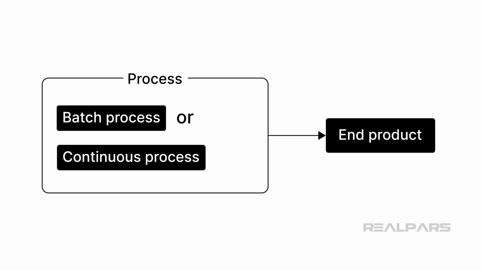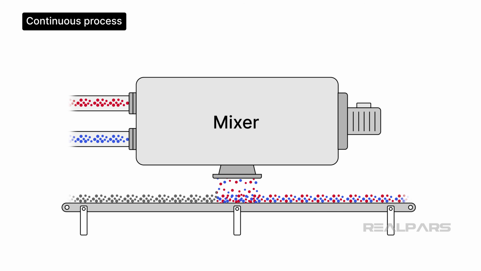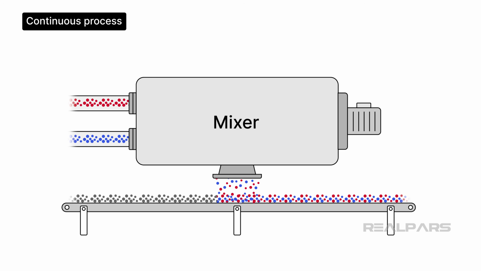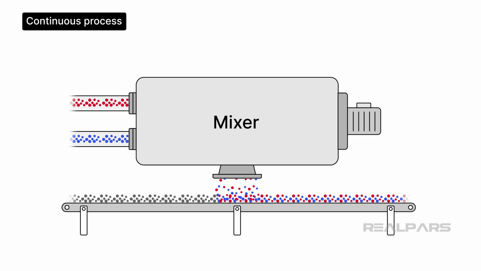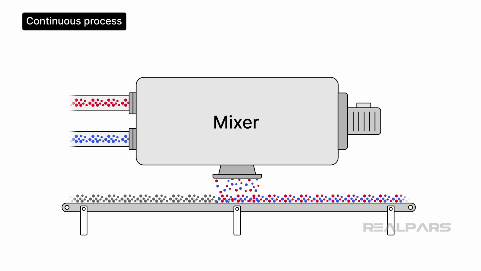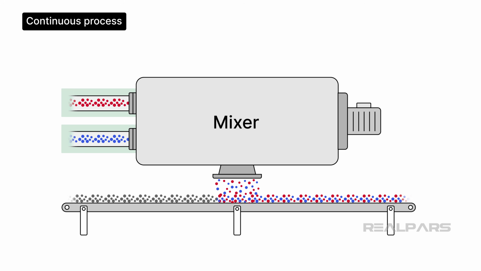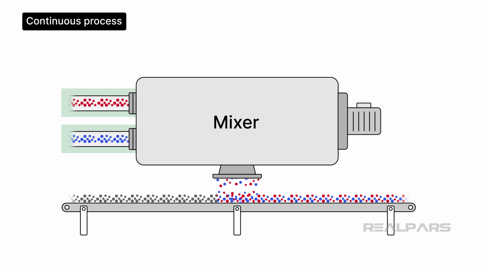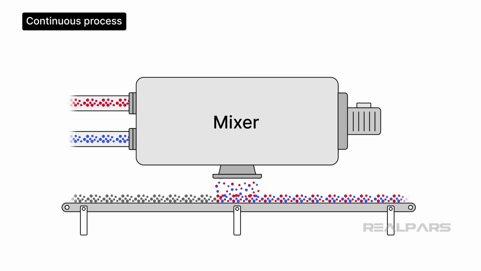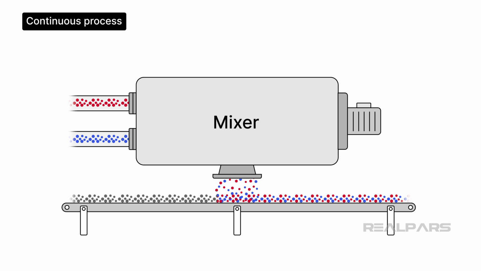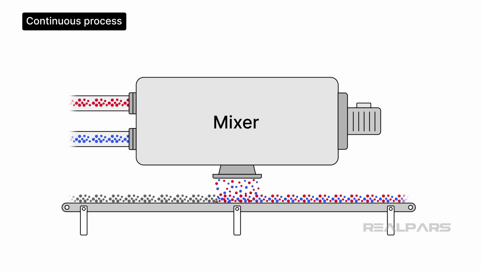Now that we understand batch processes, let's talk about continuous processes. In a continuous process, equipment operates at a constant, steady state, and materials continuously flow through the system without a defined start and end point. For example, in a continuous mixer, materials continuously flow into and out of the mixer. Since there is a continuous flow of materials, there is no way to trace input materials to output materials.